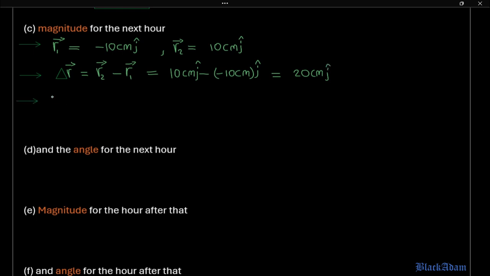So that gives us the change in displacement. The change in displacement is going to be the root of 20 centimeters squared. So the root of 20 centimeters squared, the square cancels the root, and then we are left with 20 centimeters.